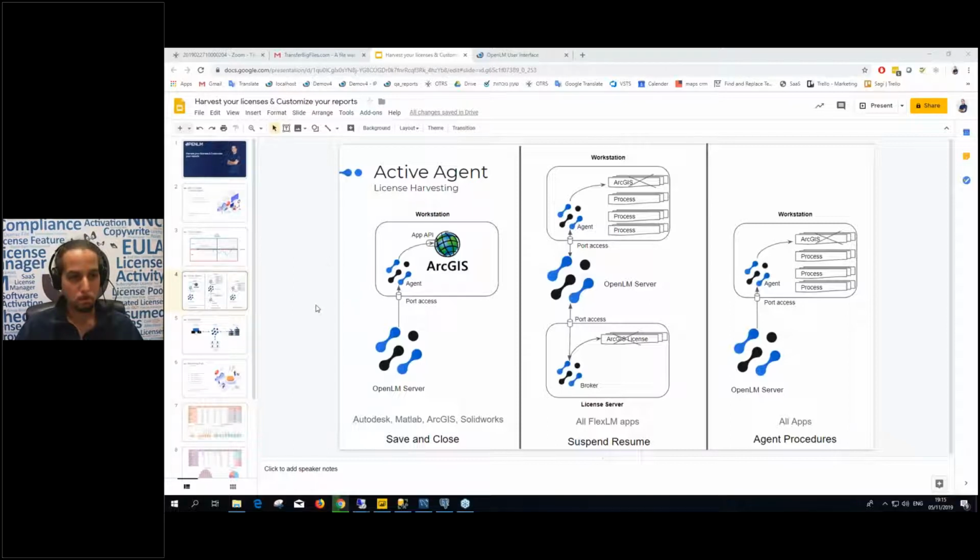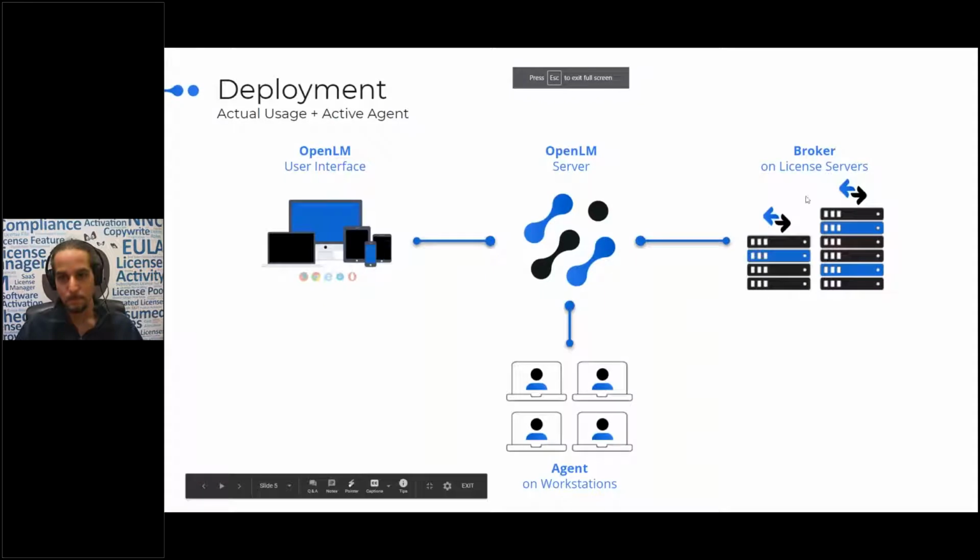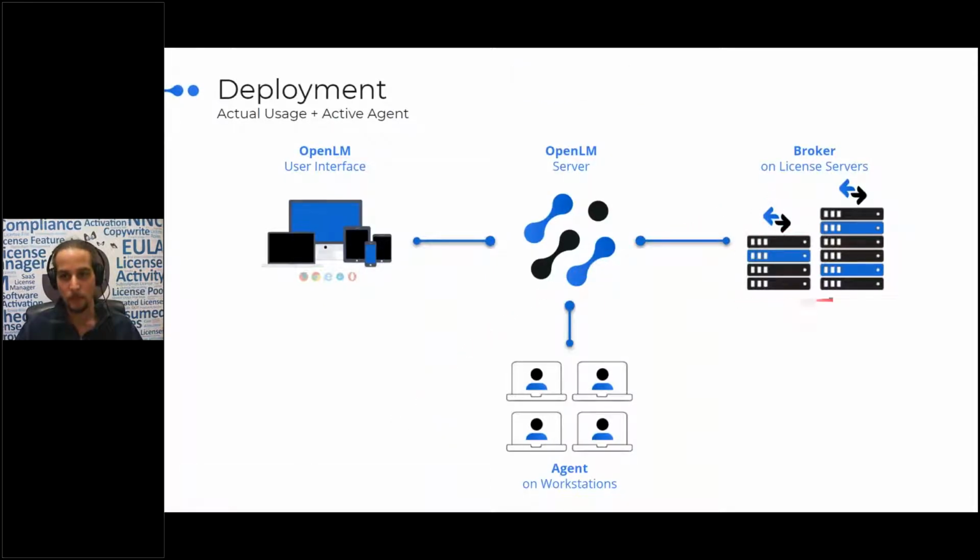So, what's the deployment like? Basically, you probably already have brokers on your license servers. You might have many different vendors on the license server, but you just need one broker for each license server. So they send information to the OpenLM server, and the agent sends information from the workstations to OpenLM.